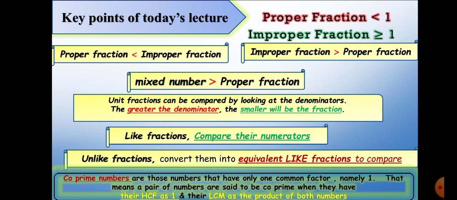So what are co-prime numbers? Co-prime numbers are those numbers whose only common factor is 1. That means a pair of numbers is said to be co-prime if their HCF is 1 and the LCM is the product of both numbers.